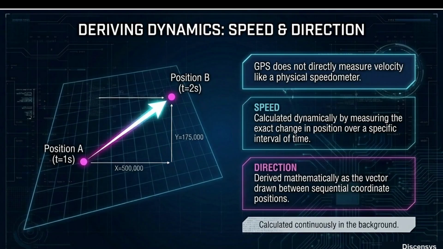Direction is derived mathematically as a vector drawn between sequential coordinate positions. For example, as you can see in this Cartesian plane, where there is the x coordinate and the y coordinate, the position between A and B, the direction will be from position A to position B. This is always calculated continuously in the background when it comes to GPS.